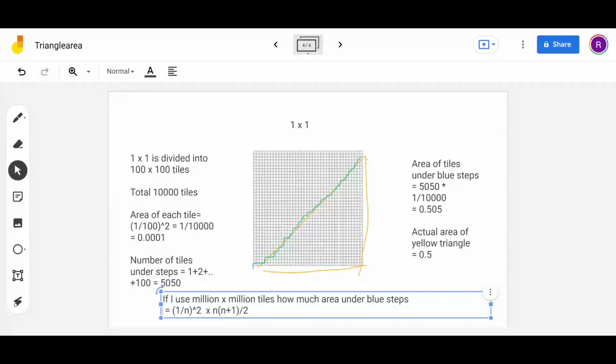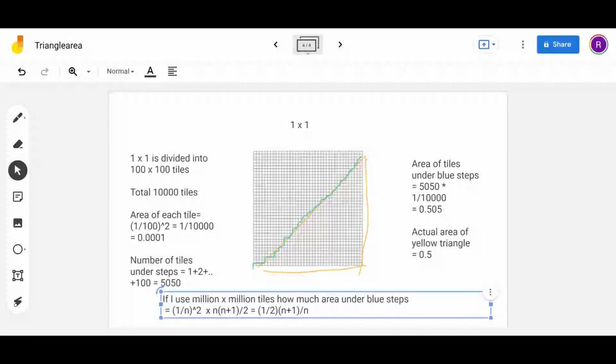Okay. And let's simplify this. What will I get if I simplify this? N and n will cancel out. And what will I get? Half times n plus 1 divided by n. Okay. So when n was 100, then I was getting half of 101 divided by 100.